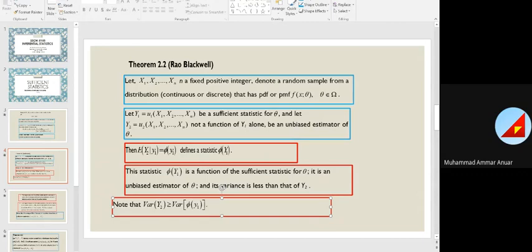Actually, it is a continuation from Cramer-Rao. The same person, Rao, but with another author, which is Blackwell. So we have two persons, Rao and Blackwell, for this theorem. That's why we call it the Rao-Blackwell theorem.